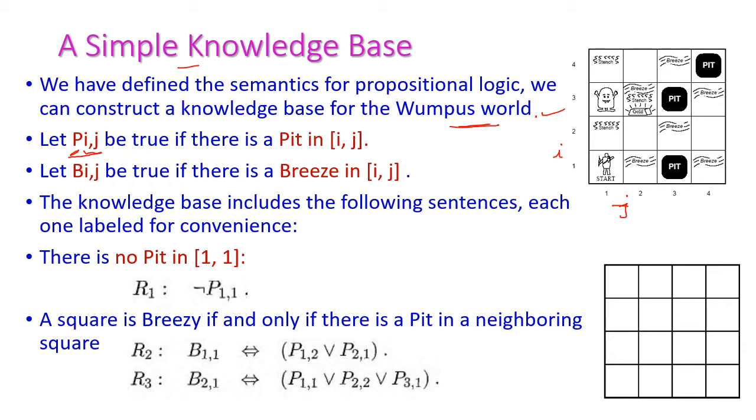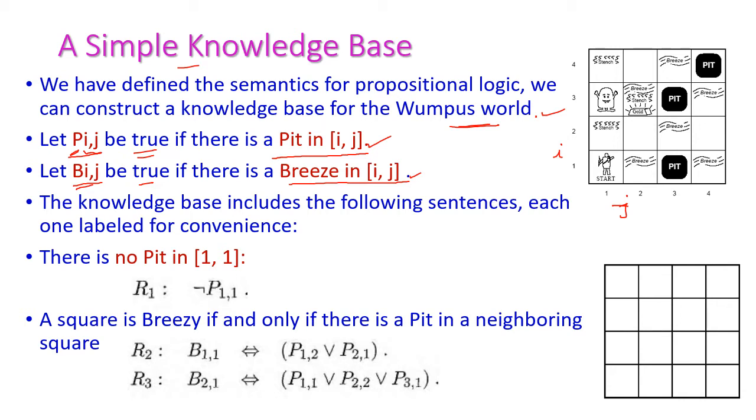P of i comma j is true if and only if there is a pit in i comma j. Okay, the meaning of P of i comma j is that there is a pit in i comma j. And next, B of i comma j. B means breeze, isn't it? So B of i comma j is true if there is a breeze in i comma j. Okay, so by using this only we are going to construct our knowledge base.